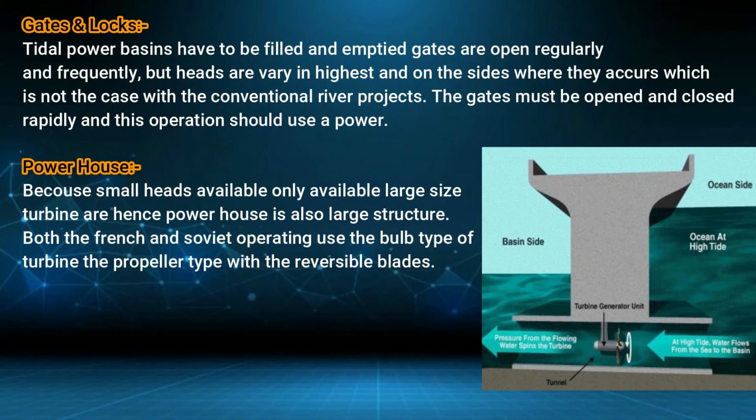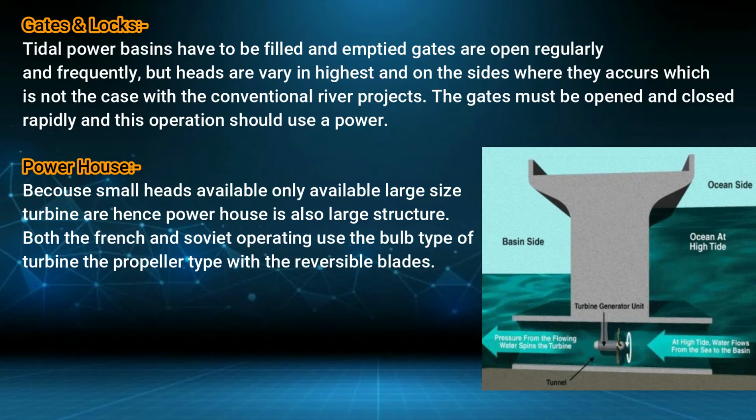Gates and lock. Tidal power basins have to be filled and emptied. Gates are opened regularly and frequently, but heads vary in height and on the site where they occur, which is not the case with conventional river projects. The gate must be opened and closed rapidly, and this operation should use a powerhouse. Because of the small head available, the turbine is large and hence the powerhouse is also a large structure.